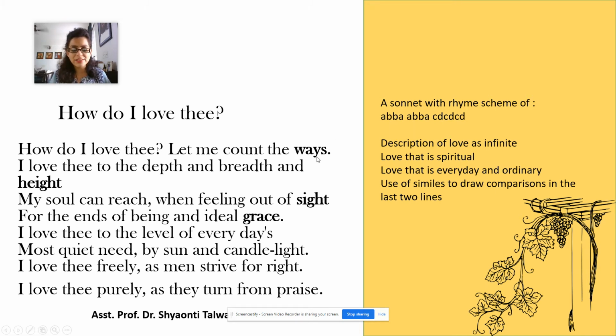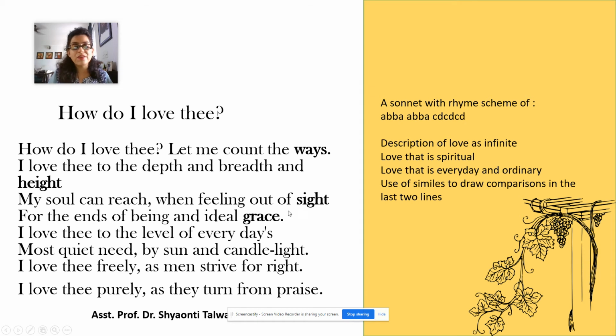So you have ways over here, and then you have height, then you have sight, and you have grace. So you have grace rhyming with ways, and you have height and sight rhyming. So if this is A and this is B, you have B again followed by A. And the second stanza also follows the same kind of pattern. Days rhymes with praise, and light rhymes with right.